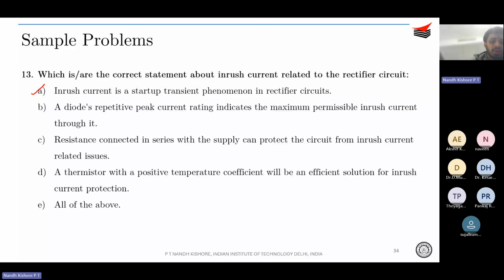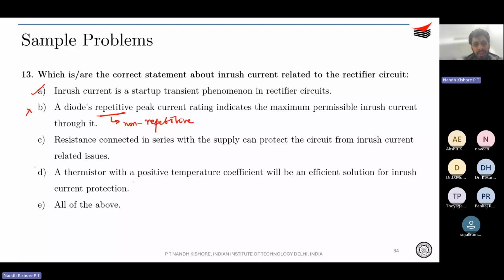No, it is a diode's non-repetitive peak current rating. Correct? Because the diode can withstand that particular peak current only once, it cannot withstand it multiple times. So a diode's non-repetitive peak current rating indicates the maximum permissible inrush current. A diode cannot go on withstanding the same surge current every time, or during every switching. It is supposed to occur only once.